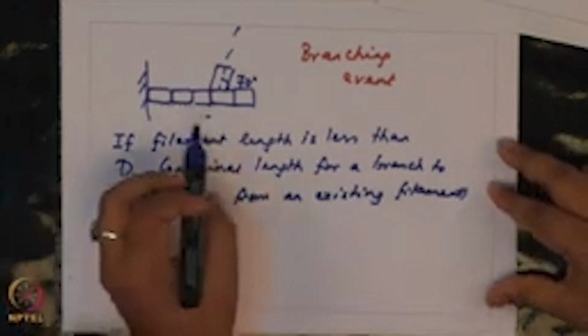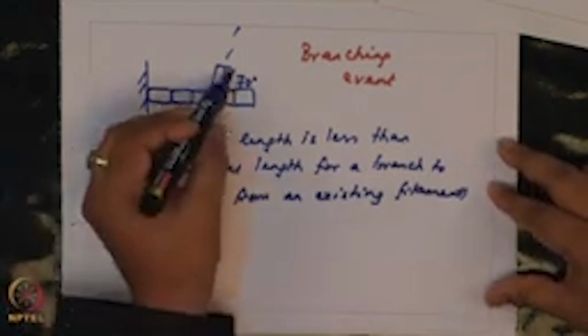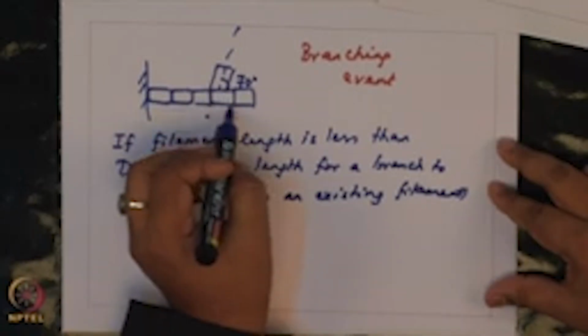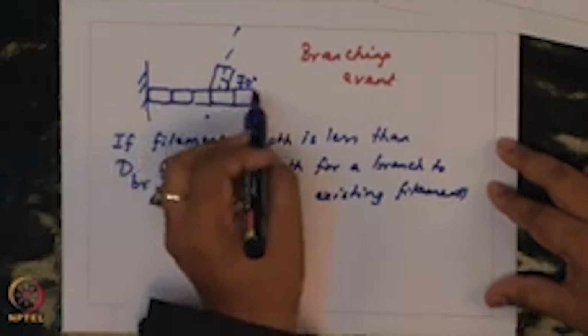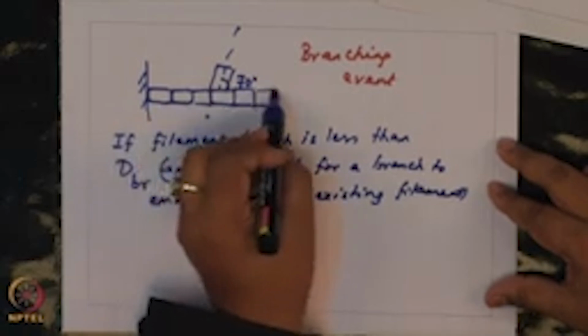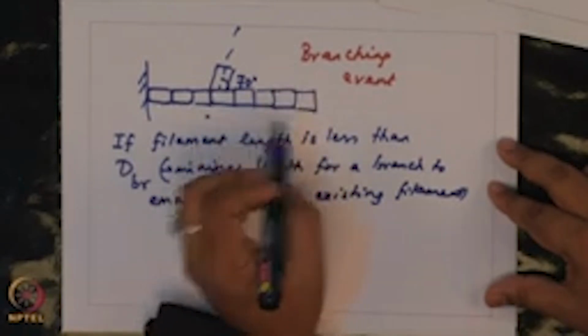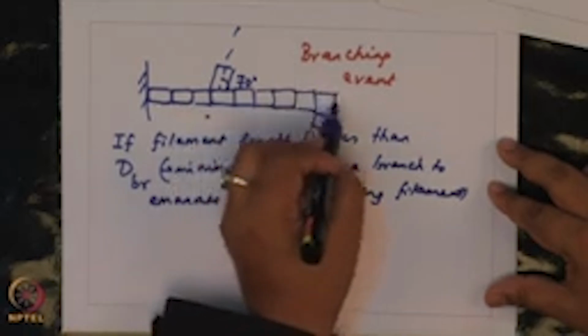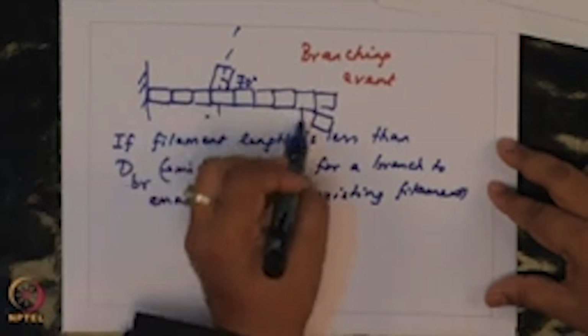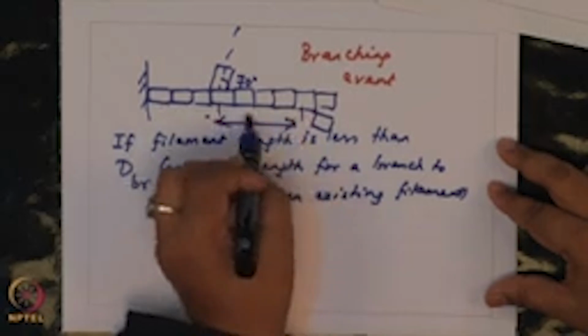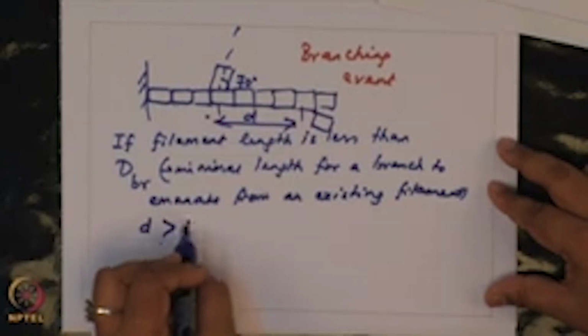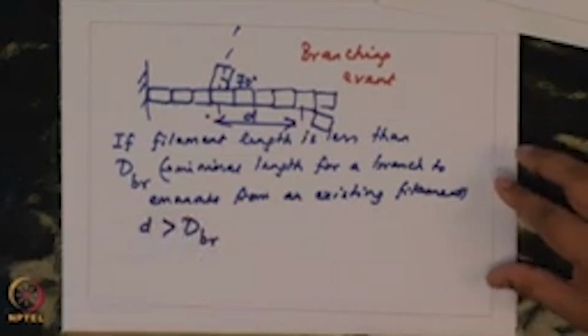What it also ensures is this. Once you have this filament branch, this becomes a new filament from here onwards. For another branching event to occur from here, this distance d has to be greater than dBr. So, dBr is also the minimum distance between 2 branching points.